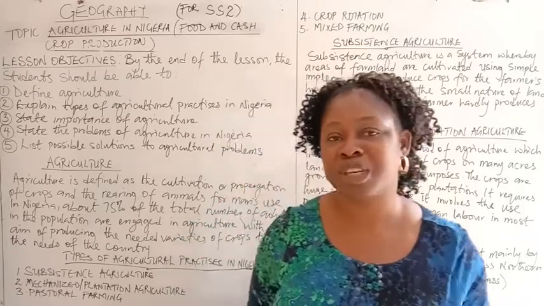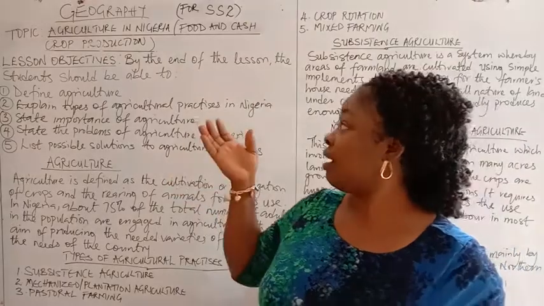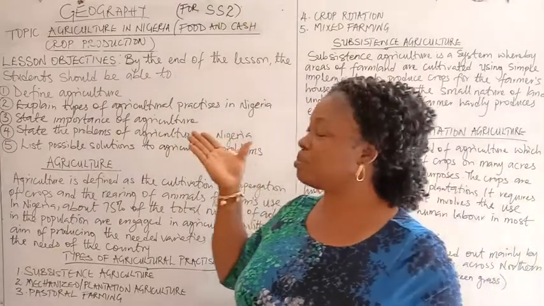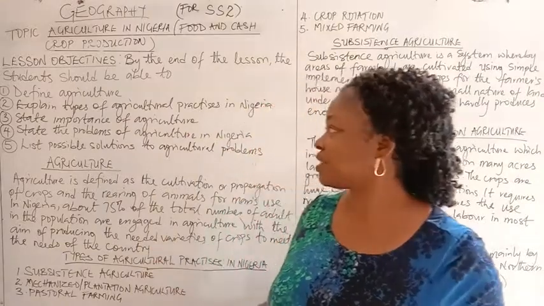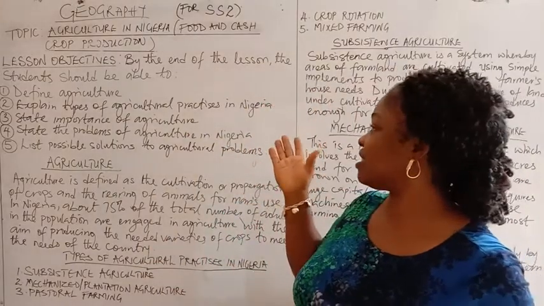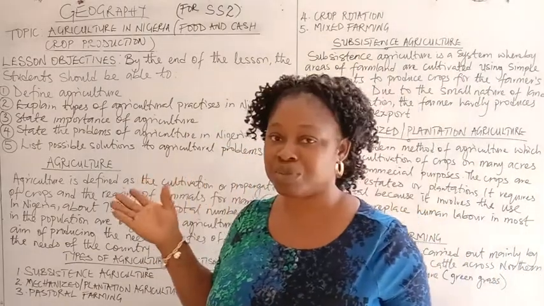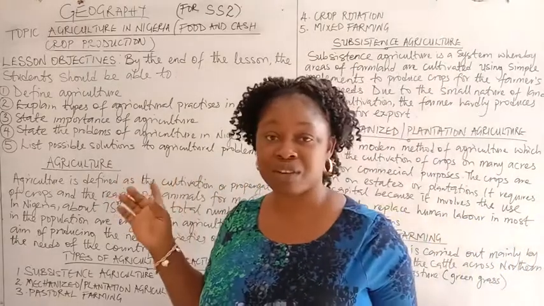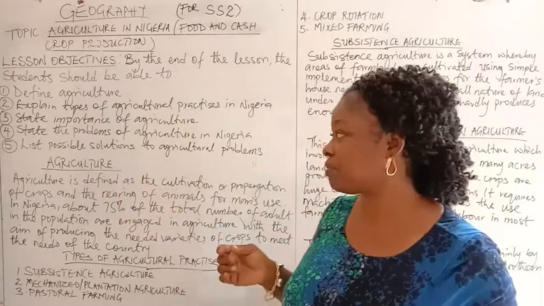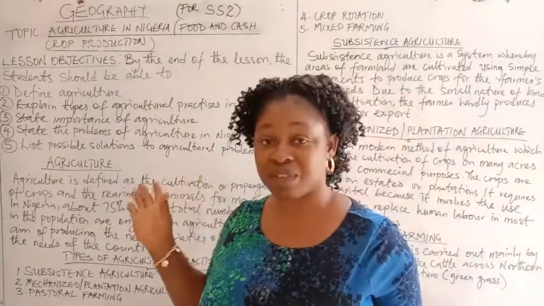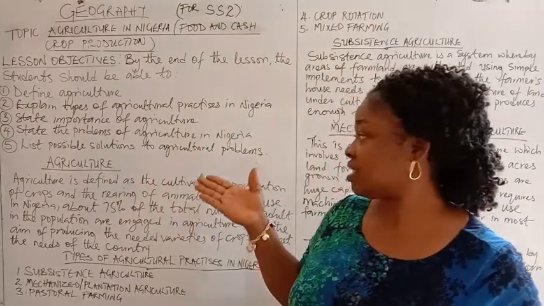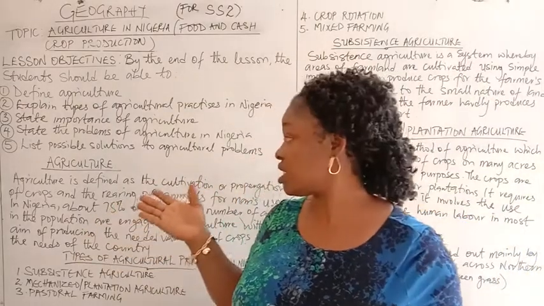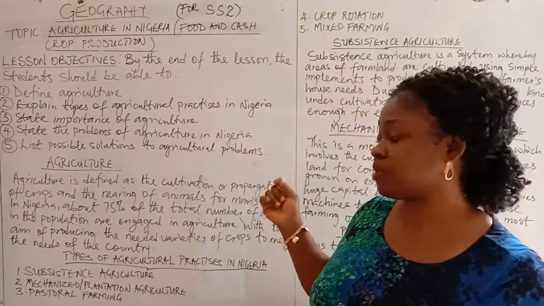Our topic for today is agriculture in Nigeria, food and cash crop production. By the end of this lesson, the student should be able to explain the meaning of agriculture, explain the types of agricultural practice in Nigeria, state the importance of agriculture, state the problems of agriculture in Nigeria, and also be able to list the possible solutions to the problems of agriculture.